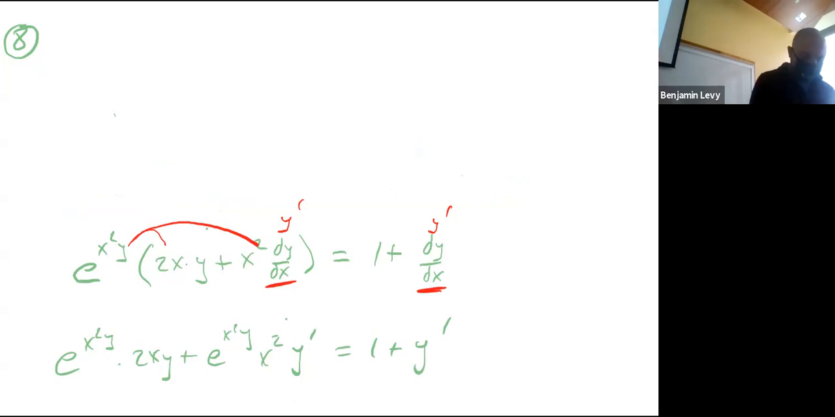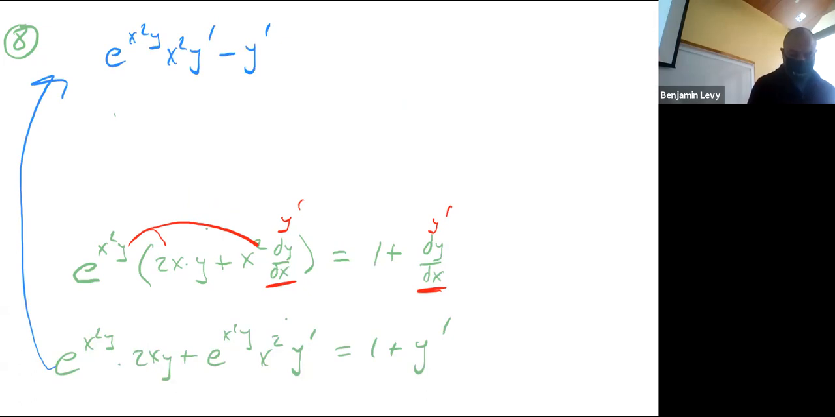All right, so let's get all the things. I'm gonna go back up here with it. Let's get the y primes on the same side. So this has got a y prime, and then I'm gonna move the other one over to the other side, right? So I'm putting these two things on the same side, and then we can put these two things on the other side.